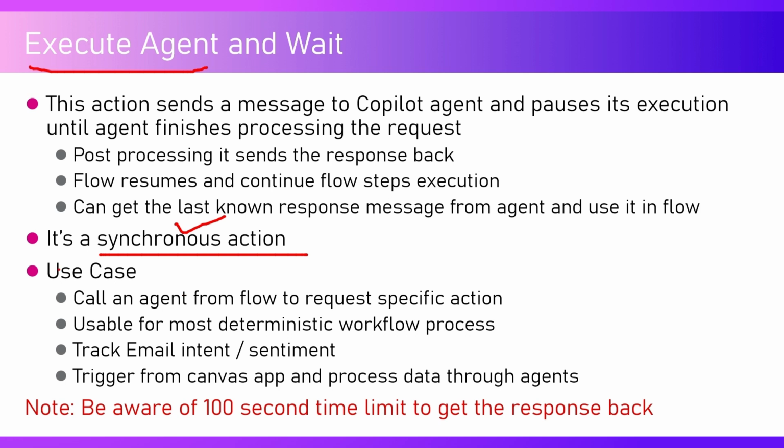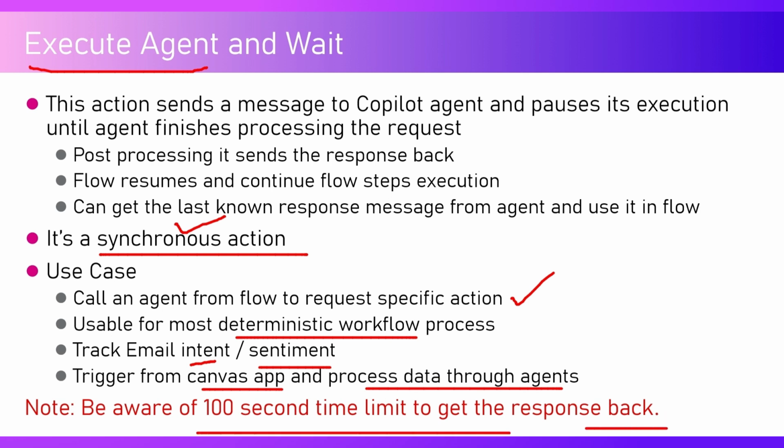So that's why it is called a synchronous action. Now what is the use case for that? You can call an agent from a flow to request a specific action, get the response back, and process it. It is usable for most deterministic workflow processes. Another example would be if you want to track an email. Once the email is received, you read the email, you learn the intent, you learn the sentiment of the email. Or you can trigger from a Canvas app and process data through the agents. You need to be aware of the 100-second time limit to get the response back.